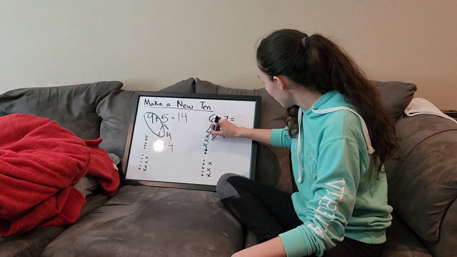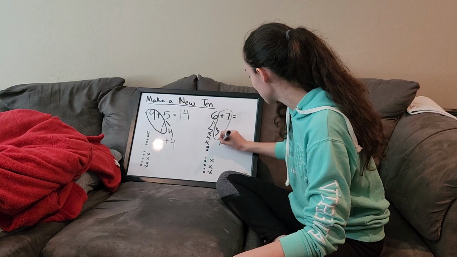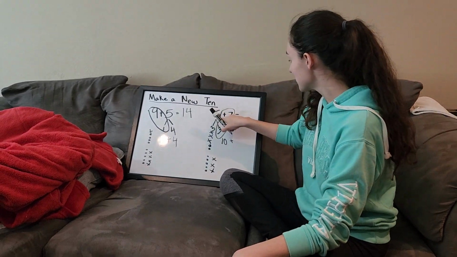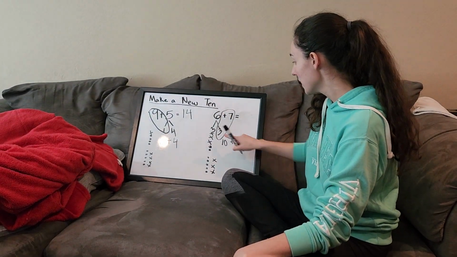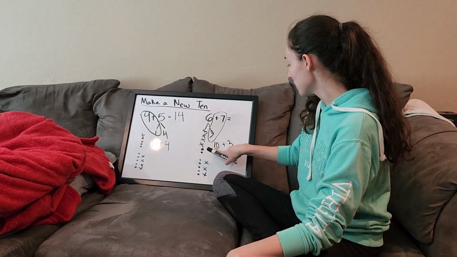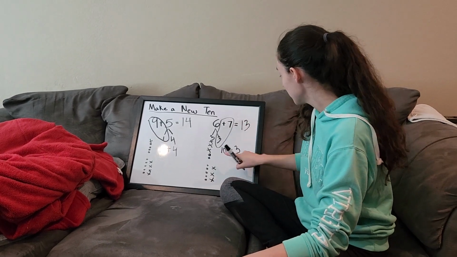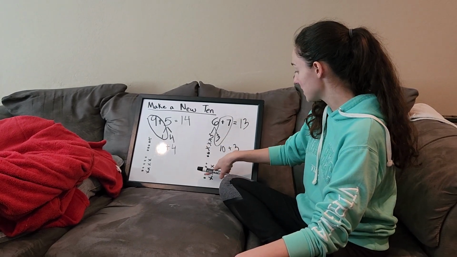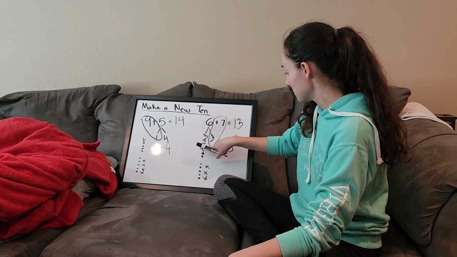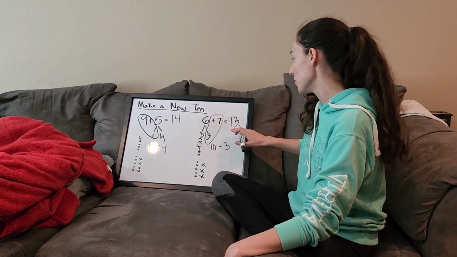Now I add my parts to make my 10, so now I have 10. I don't have 6 anymore because I broke it apart, and so I have 3 left over that I need to add. So I have 10 plus 3 equals 13. And since I still have the same 7 and the same 6, it just has been rearranged, I know that 6 plus 7 also equals 13.